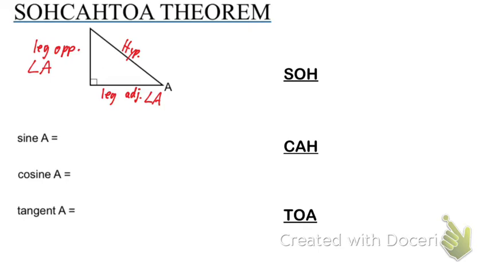Sine of angle A, we can actually abbreviate it into the first three letters. We are not going to call it sin. I'm serious. We're not going to call it sin. It is a sin to say sin. Okay? Sine of angle A is equal to the leg opposite angle A over the hypotenuse.